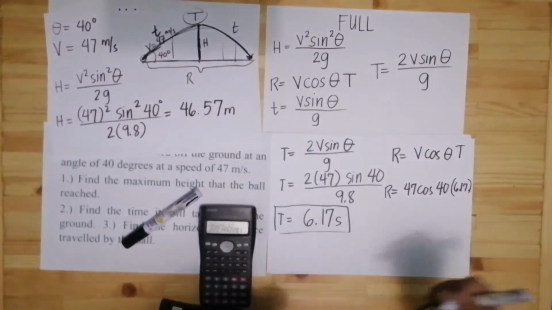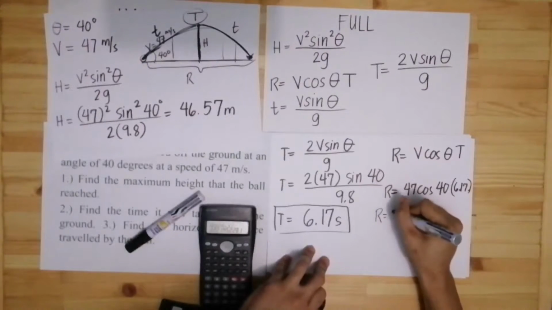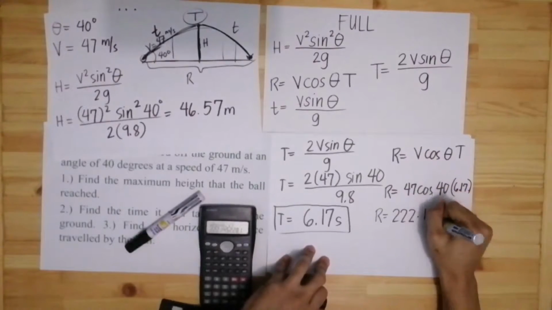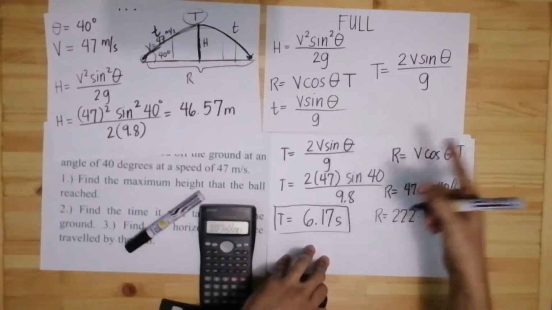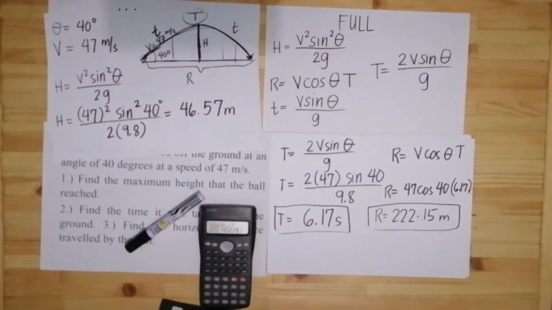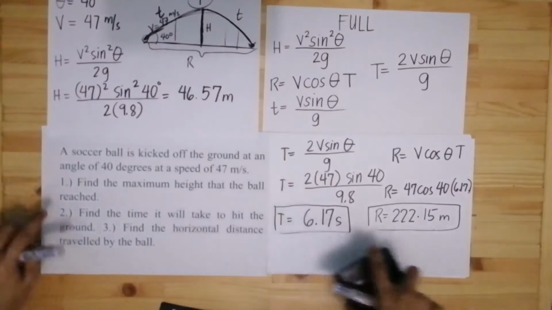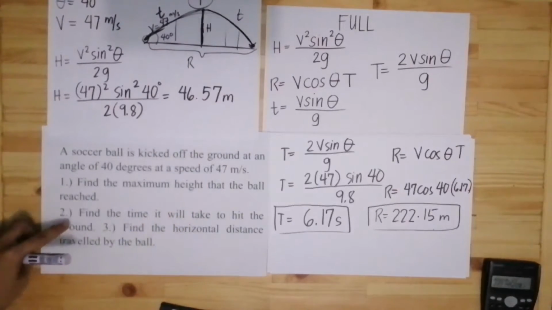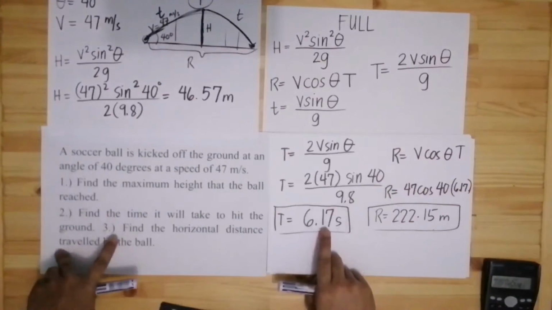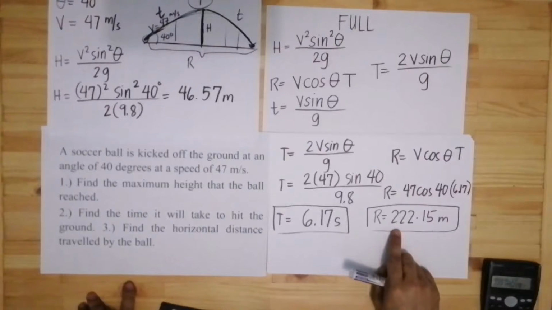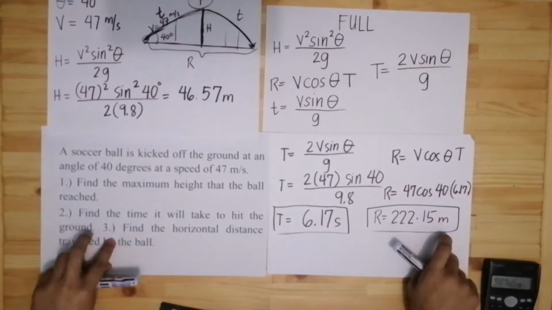So, the range is 222.15. So, that is meter kasi distance yan, horizontal distance. So, that is the answer for number 3. So, we are done with this problem. We have already the answer for number 1, the maximum height. That is 46.57 meters. The number 2 is the time that is being spent. So, yun. Ito, 6.17 seconds. Then, the number 3 is horizontal distance, the range. That is equal to 222.15 meters. So, that's it for number 2.